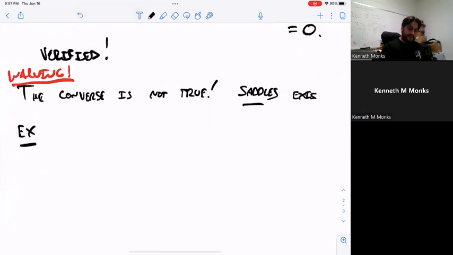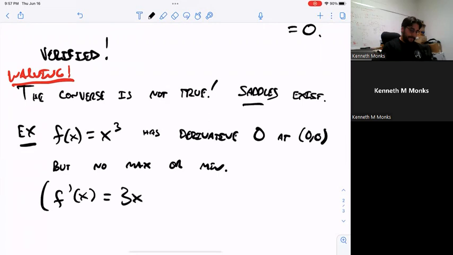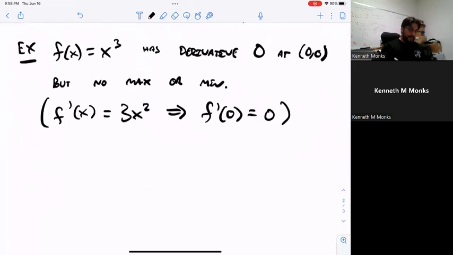So saddles exist. And the classic example of a saddle is the function f of x equals x cubed. It actually has derivative 0. It has a horizontal tangent line at the origin, but no max or min. I can check that it has derivative 0. Take that derivative, f prime is 3x squared, and then f prime of 0 is 0 because it's 3 times 0 squared, which is 0. So yes, it has a horizontal tangent line, but no max or min.